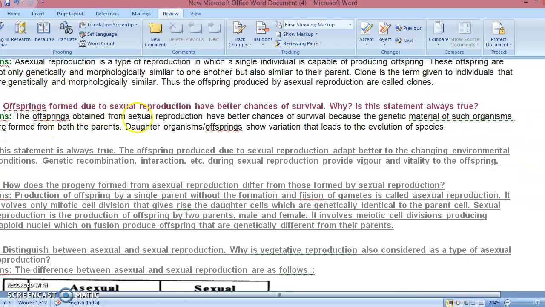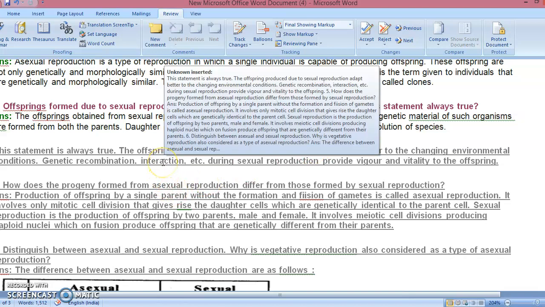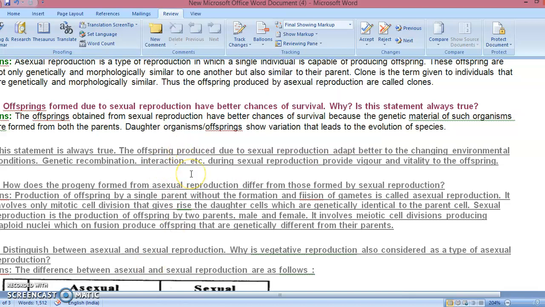4. Offspring formed due to sexual reproduction have a better chance of survival. Why? Is this statement always true? What is the answer? The offspring obtained from sexual reproduction have a better chance of survival because the genetic material of such organisms is formed from both parents. Daughter organisms or offspring show variation that leads to evolution of species. And this statement is true, and we just explained its answer, isn't it?